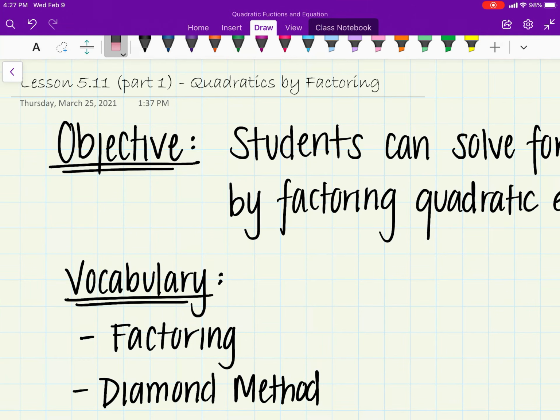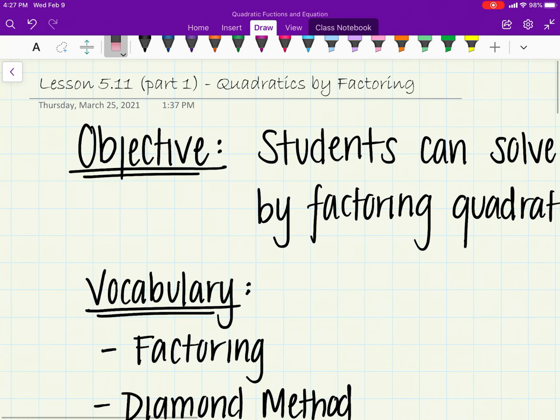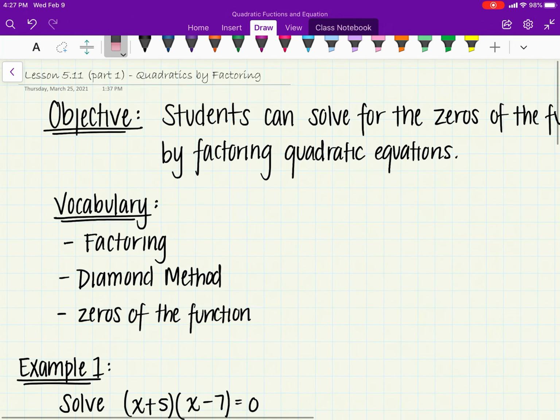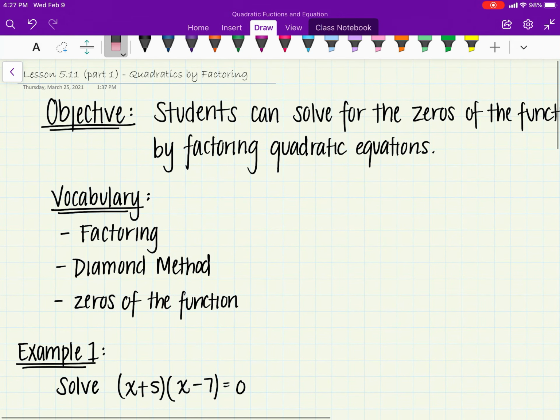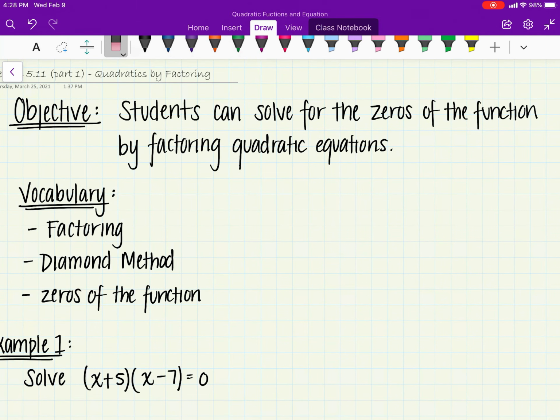All right, you guys, let's go ahead and get started here on lesson 5.11. This is part 1. This is a 2-part lesson just because the lesson we are doing tomorrow is going to be more or less the same idea. So in this case, we're factoring quadratic equations here. We start off with equations that are going to be in standard form, and we want to express them in factored form and solve for the zeros of the function here.